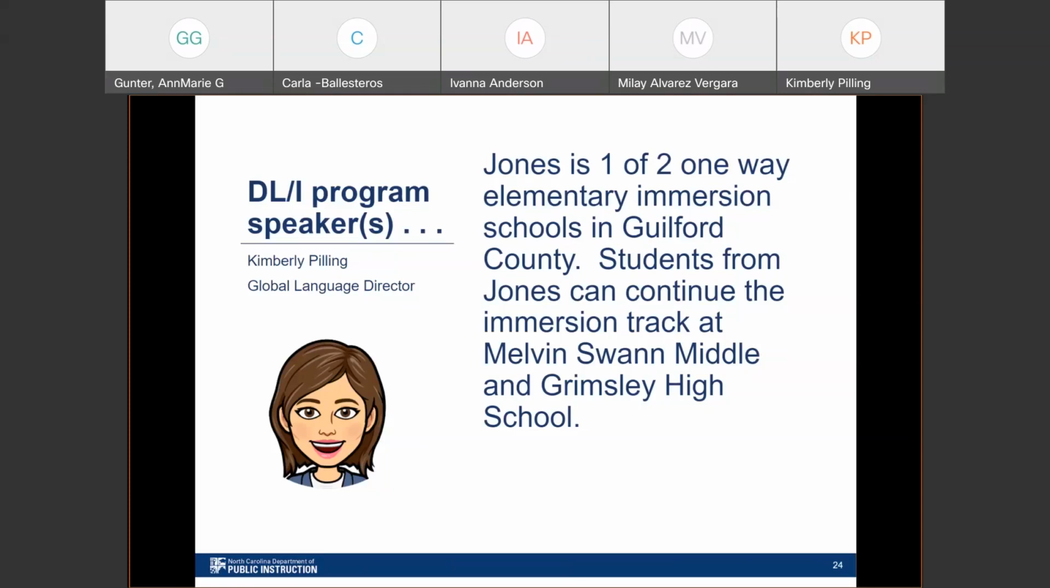And we also have a few adapted programs at Grimsley High School. So we do have students who graduate from our system having had really intensive experience in the Spanish language, which is really exciting. Next slide, please.